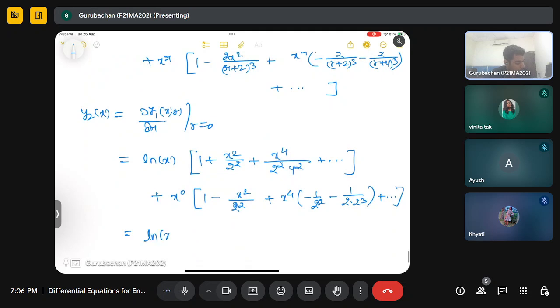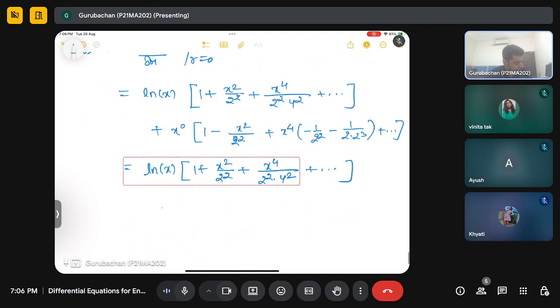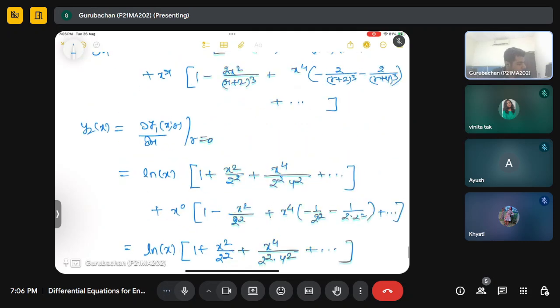If you solve this one, what you will get is ln x times 1 plus x square by 2 square plus x to the power 4 by 2 square into 4 square, and this series will be 1 plus x square by 2 square. So if you solve this one.